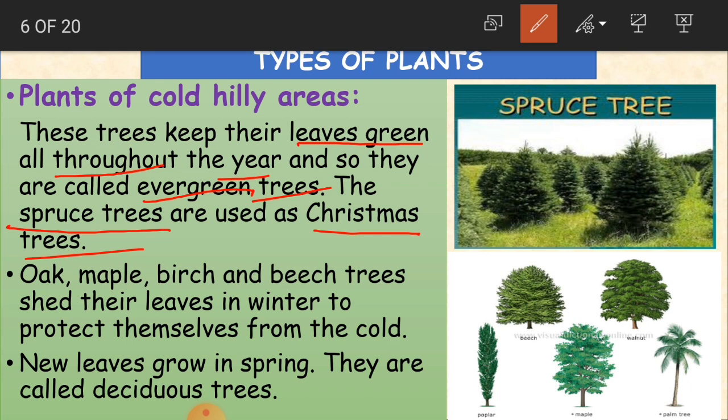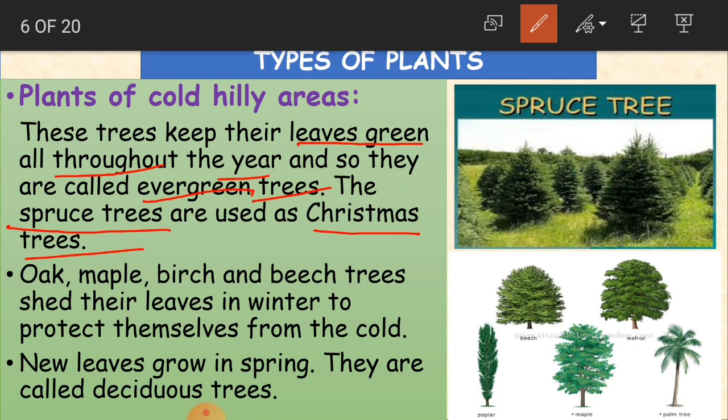I hope you might have seen a Christmas tree, everyone. This tree is named the spruce tree, but we call it the Christmas tree. If you observe the Christmas tree, it has a cone shape, and the leaves are always green in color. So this is an example of an evergreen tree.